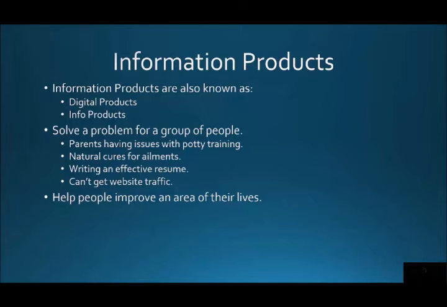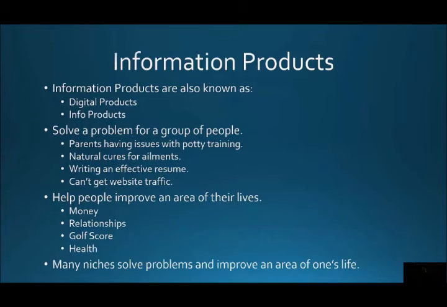Help people improve an area of their lives, and that's what an information product is about: solving a problem or helping them improve an area of their life. So improve their money, improve how much money they save, how much money they make, how much money they invest, how much money they're making in their own business, how much traffic they're getting, which then will increase their bottom line. Help people improve with their relationships, with their golf score, get a better golf score so they're not embarrassed on the golf course anymore, or so they close more business deals on the golf course. Health, you can actually improve people's health, how they view themselves, their self-worth, those kinds of things. And again, many niches solve problems and actually improve an area of one's life at the same time.